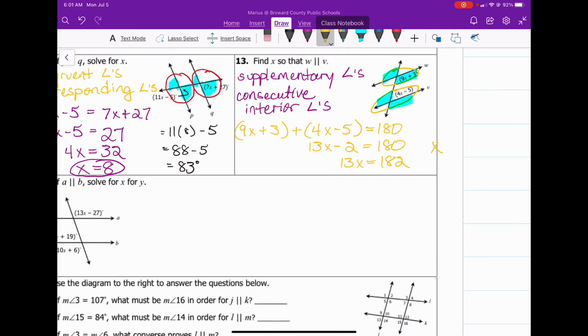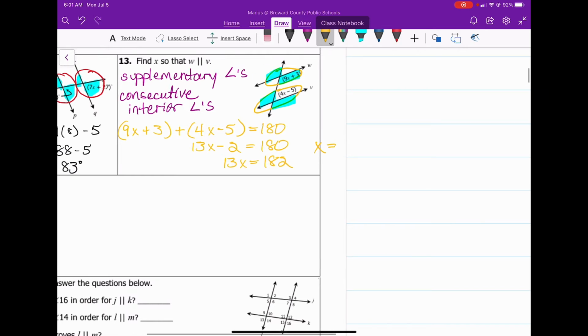So when we divide both sides by 13, we've got to do 182 divided by 13. That goes into it once. That's going to be 52. That's going to be 4. So x is equal to 14.